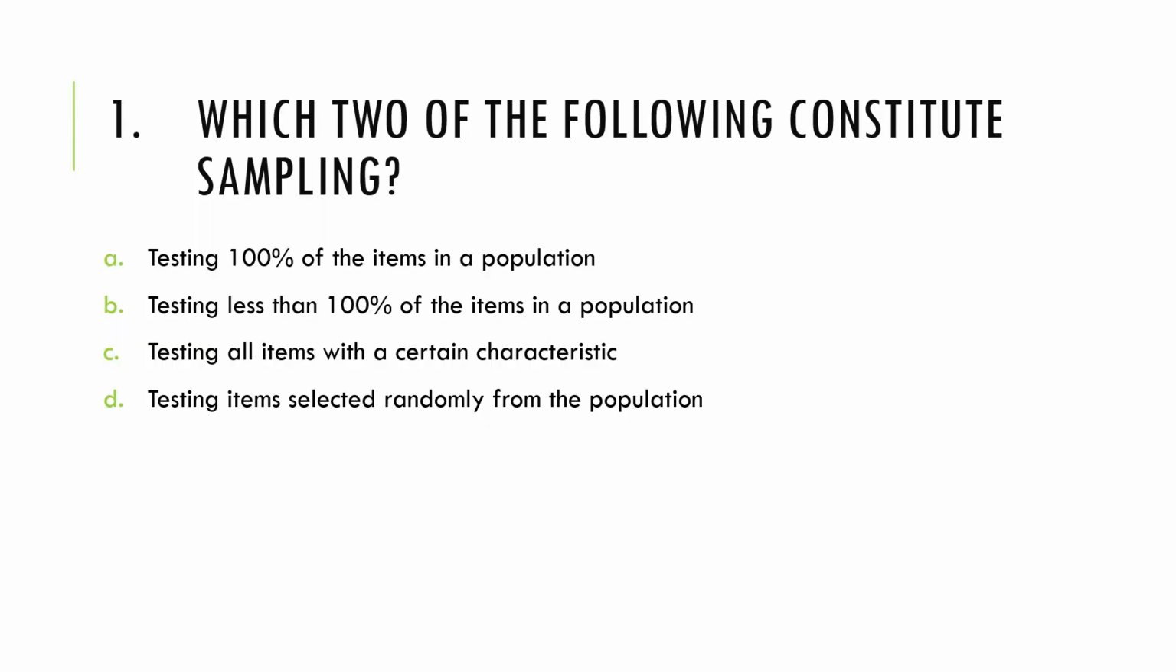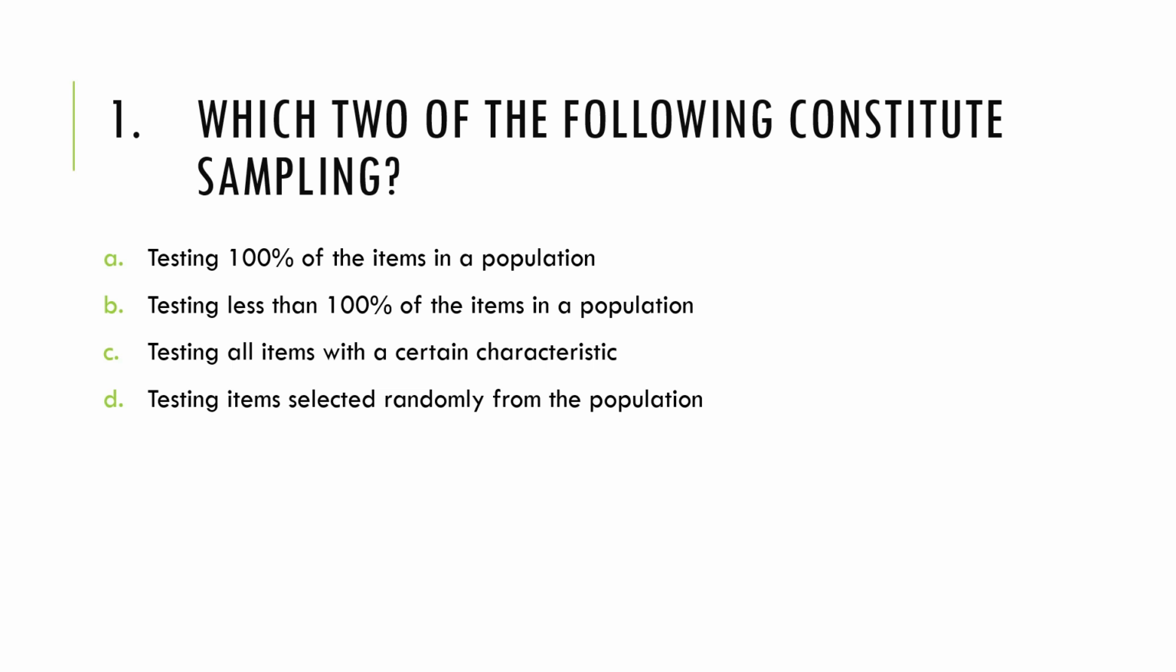Which two of the following constitute sampling? Letter A, testing 100% of the items in a population. Letter B, testing less than 100% of the items in a population. Letter C, testing all items with a certain characteristic. And letter D, testing items selected randomly from the population.